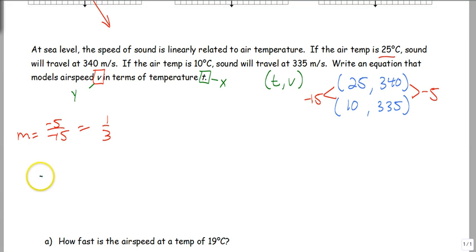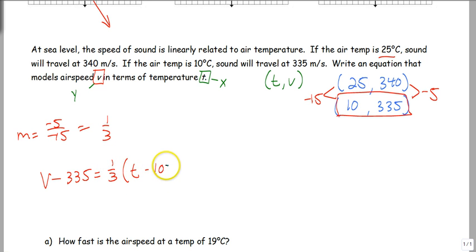I have, and you can use either point. I'm going to use 335 and 10 but you could use 340 and 25. I'm going to choose to use this one in my equation. They'll both come out with the same thing. So first off, I start with my velocity minus my velocity point is equal to the slope times my temperature minus my temperature point. That is point slope form. We always start there. Now we solve it. If I want an equation v in terms of t, I want slope intercept form.